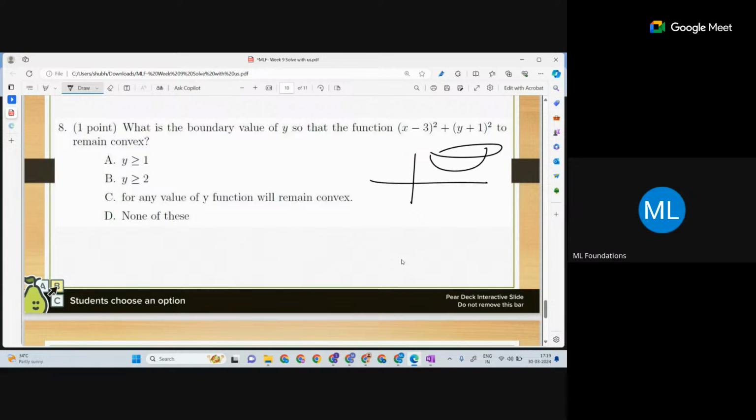It is somewhat shifted here. There is a shift, but it will be a kind of parabola. So this part is always going to be a convex set. Or we can find this one with the Hessian.